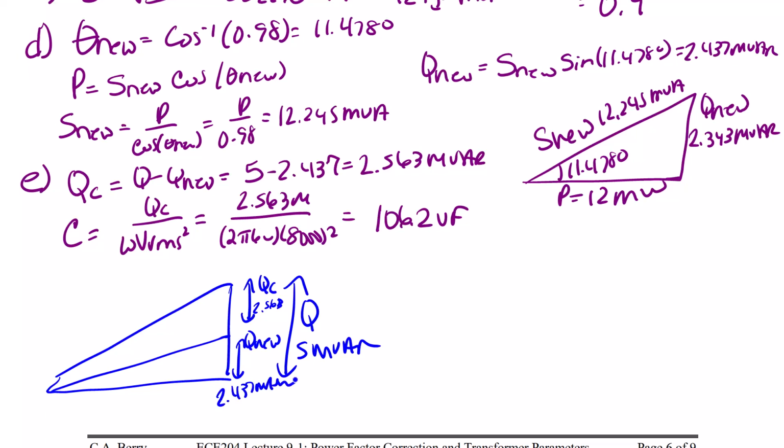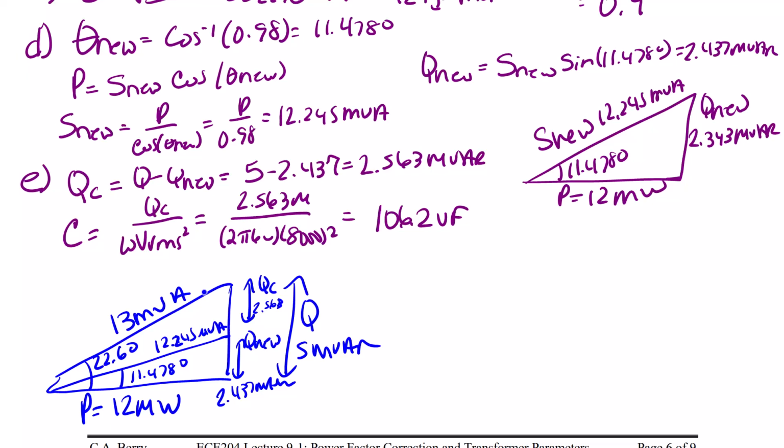And then here are our angles before and after. So we have 22.6 degrees, and then right here, 11.478 degrees. And remember, for both, the power remains the same. So for both of these, the power is still 12 megawatts. And our S, after power factor correction, is now going to be 12.245 MVA. And our original S was 13 MVA.